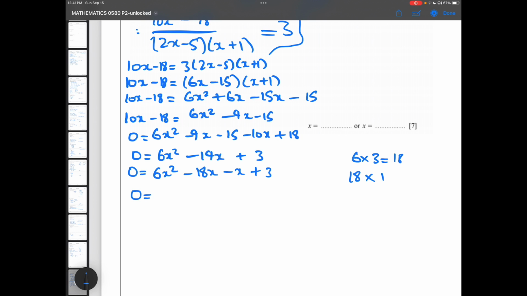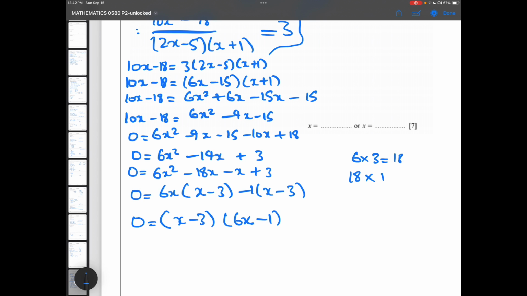Now 6x is common in the first two terms. We are left with x minus 3. There is nothing common over here, so I take minus 1 common. Then I will be left with x, and taking the negative common, plus 3 becomes minus 3. Now x minus 3 is common over here as a whole. We are left with 6x minus 1.